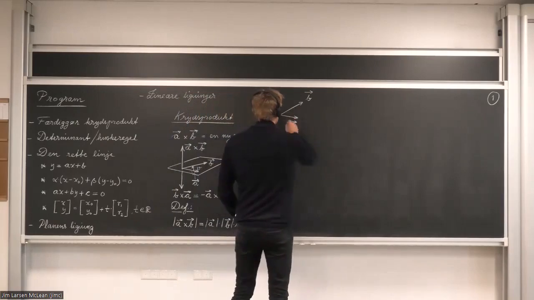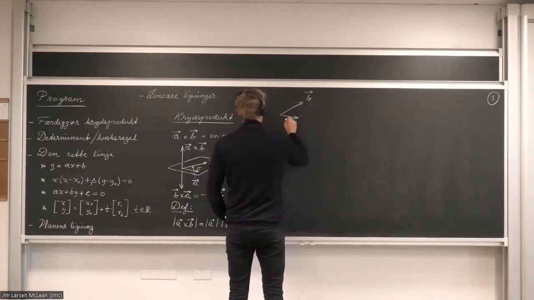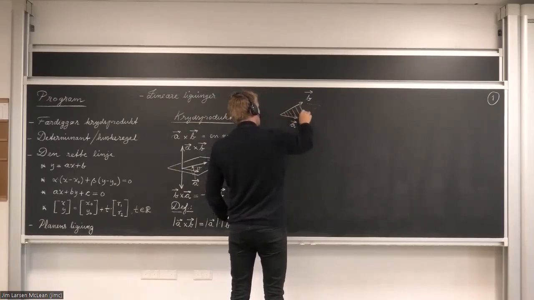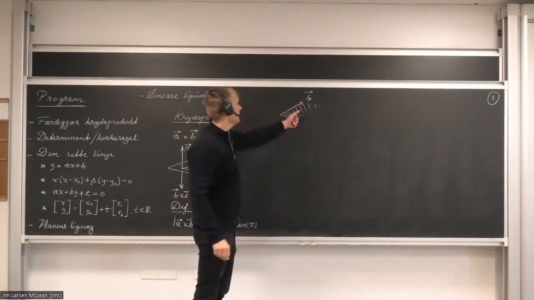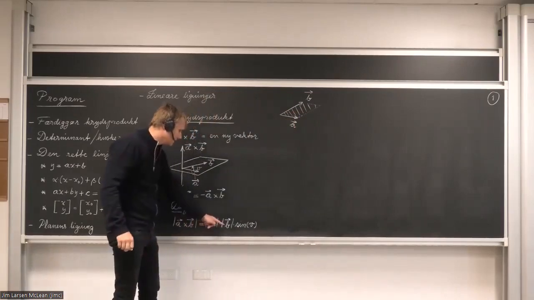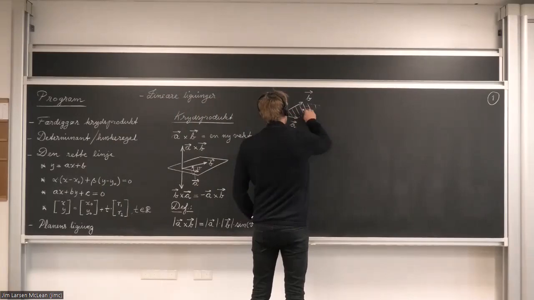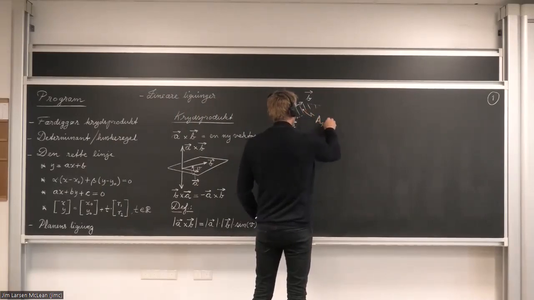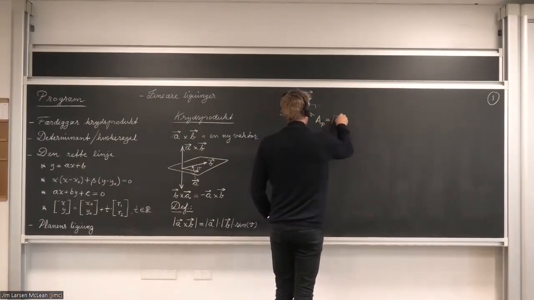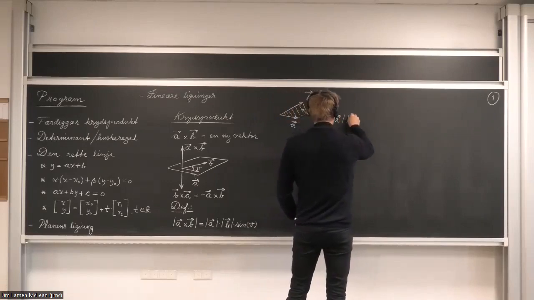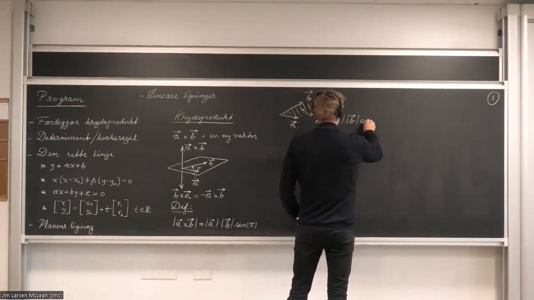But what if they are not parallel? Then it's a parallelogram. It looks something like this. And that area is exactly the length of one times the length of the other times the sine of the angle between them. And that area we called A last time. And that is the length of vector A times the length of vector B, multiplied by the sine of the angle between them.